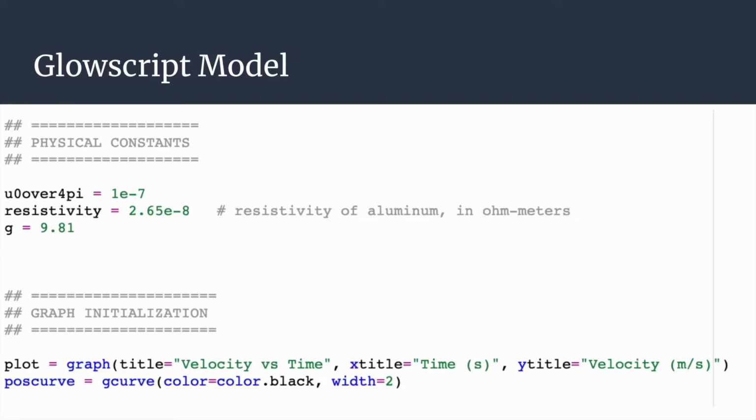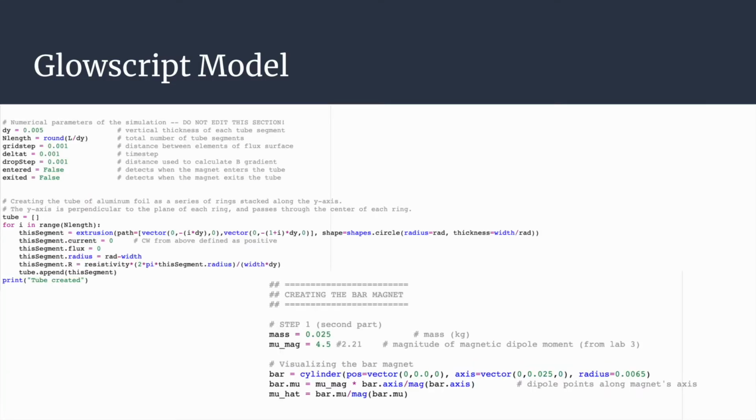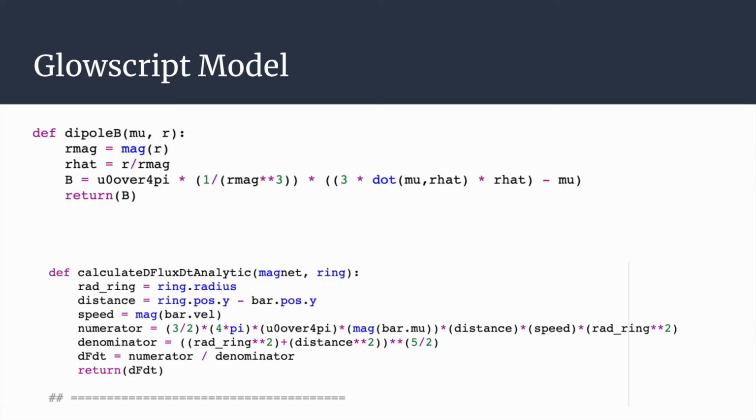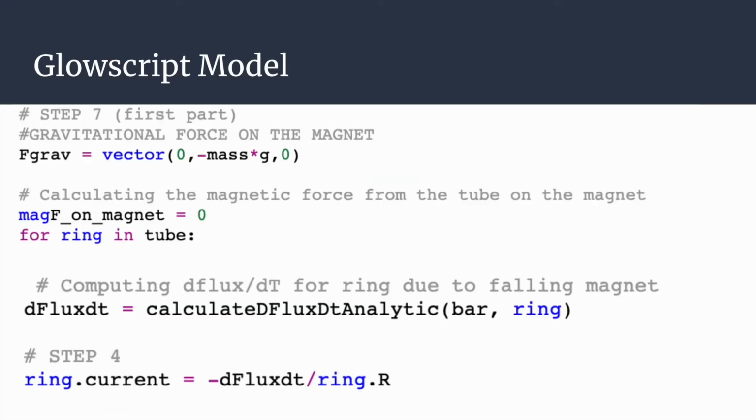For the computational model, we used GlowScript. As you can see, we first initialized all of our important physical constants, as well as the graph. Here we once more initialized more important numerical parameters and created the aluminum tube using the following lines of code, and we then created the bar magnet. After this, we defined the functions for the magnetic field due to the dipole, or the magnet, and we created a function for the magnetic flux created by the bar magnet. We then calculated the gravitational force on the magnet and the magnetic flux on a ring due to the falling magnet. Using this, we then calculated the current through the aluminum tube.